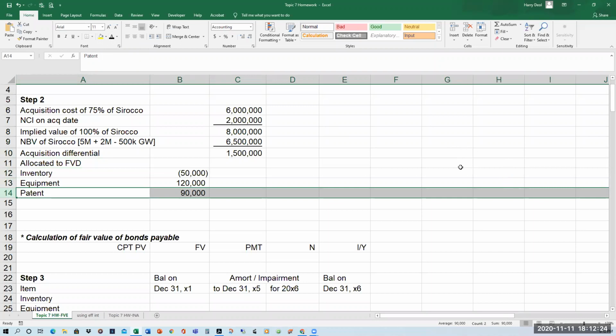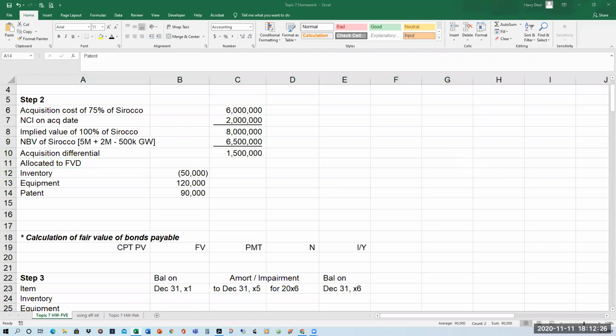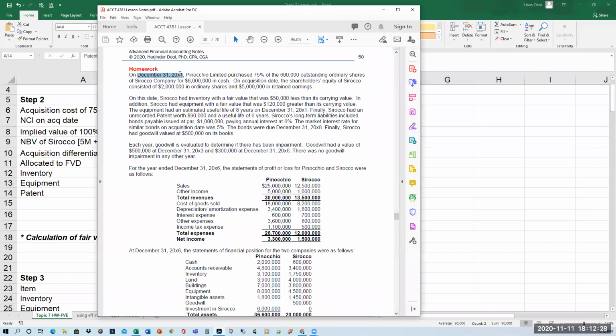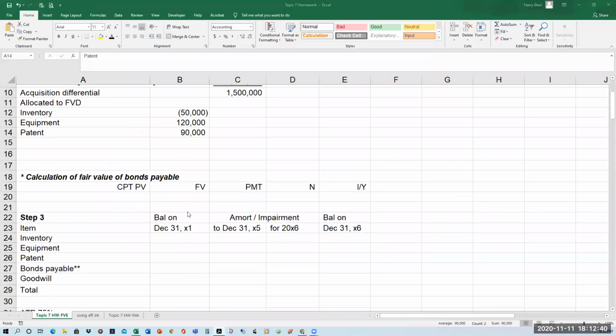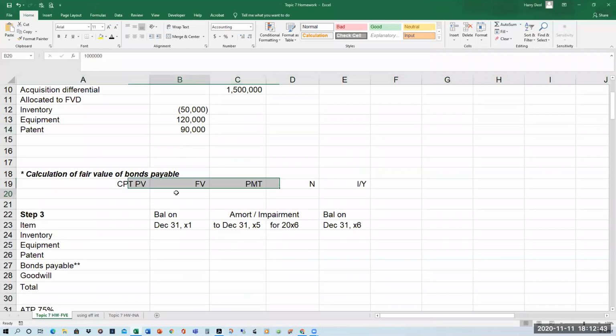We need to calculate the fair value of these bonds. The date of acquisition is December 31st, 2001. The bonds are due December 31st, 2008. So from 2001 December to 2008 December, we are talking about a 7-year life, 7 years remaining. So we have a face value of $1 million. These bonds pay an annual interest at 6% of $1 million. That's $60,000 annually. 7 years remaining, and the market interest rate currently is 5%.